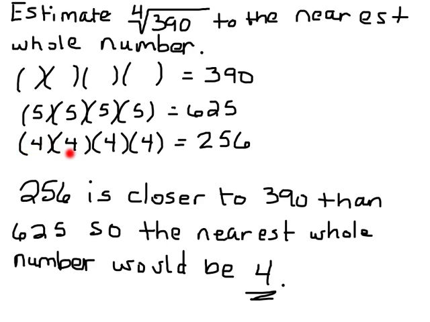4 times 4 times 4 times 4 is equal to 256. It's not 390, but it is much closer to 390 than is 625. So we would have to say that the nearest whole number would be 4.